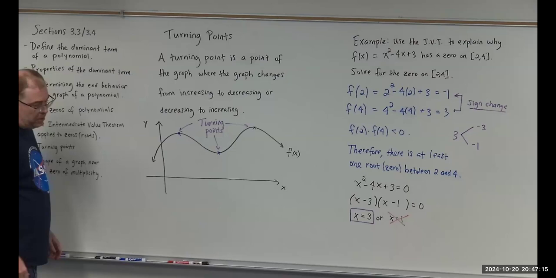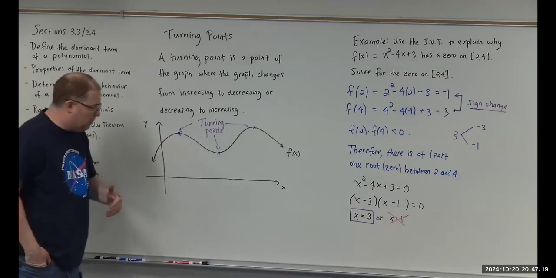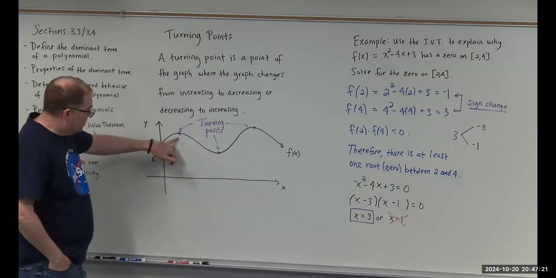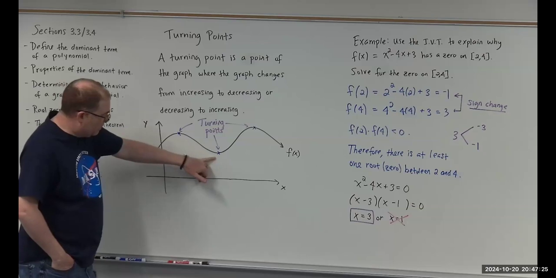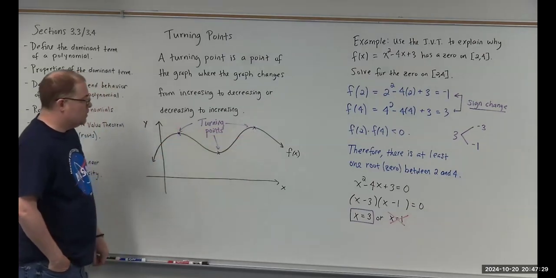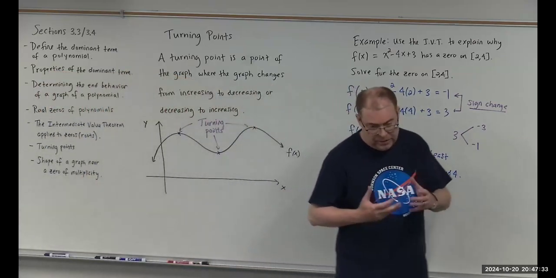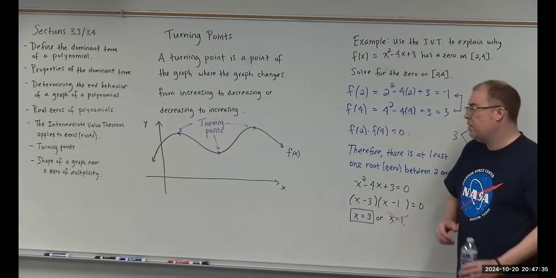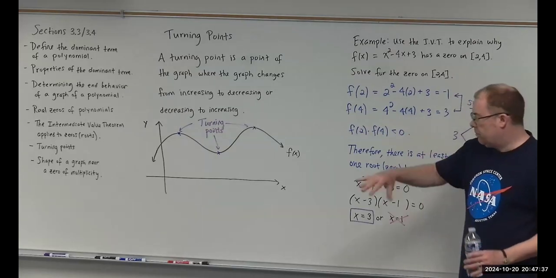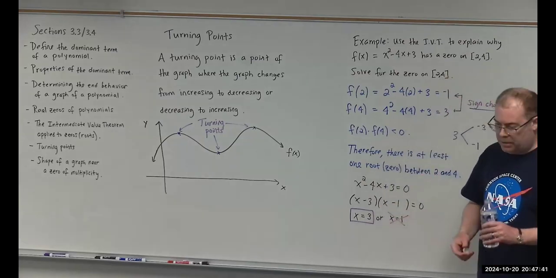And with polynomials, turning points are important because, as you can see, something we talked about before, this is a relative maximum, and you have a relative minimum and then another relative maximum here. So turning points are a way to locate the relative minimums and relative maximums.